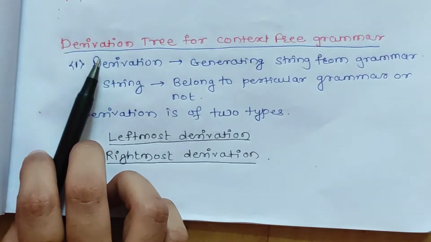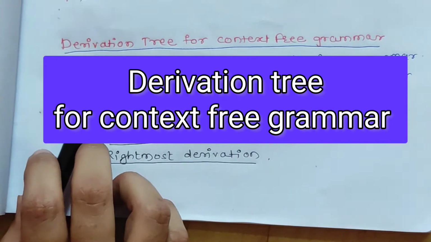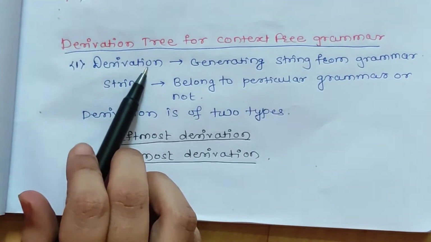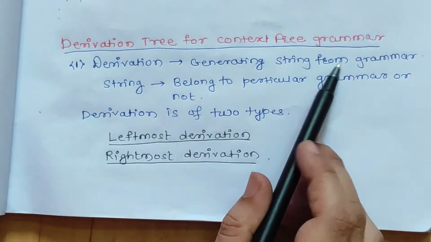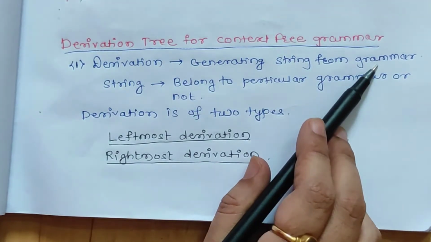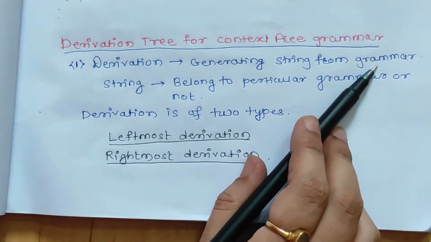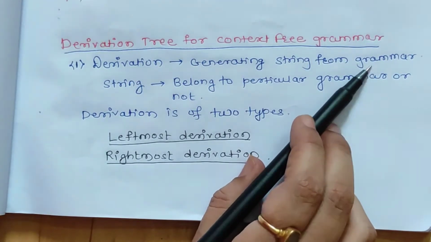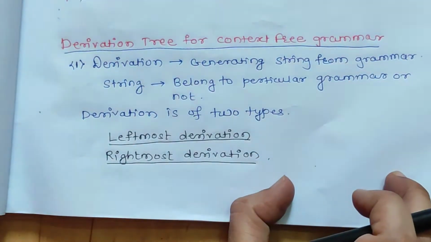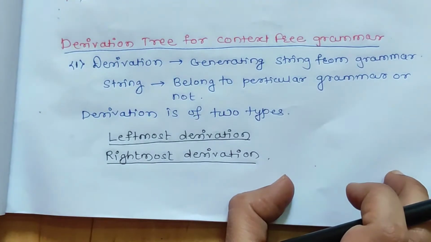In this video we are discussing derivation tree for context-free grammar. First of all, derivation is generating a string from a given grammar. So whatever grammar or production rules you have, with the help of that you have to generate a string, and you have to use a derivation tree for that.